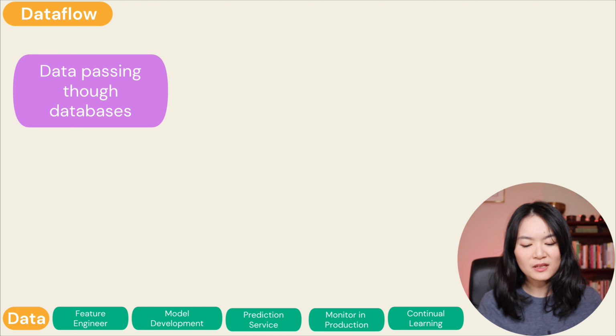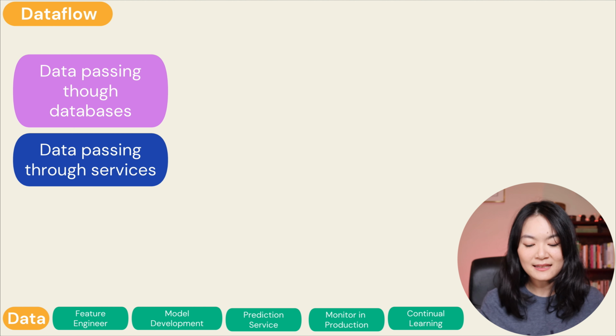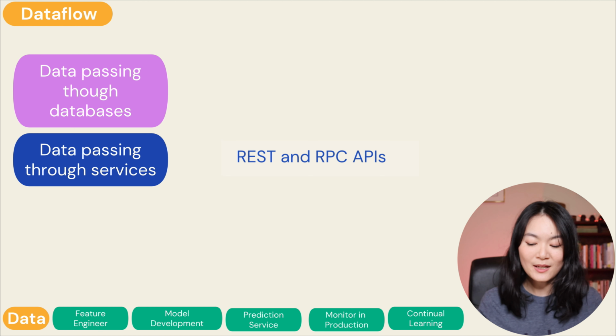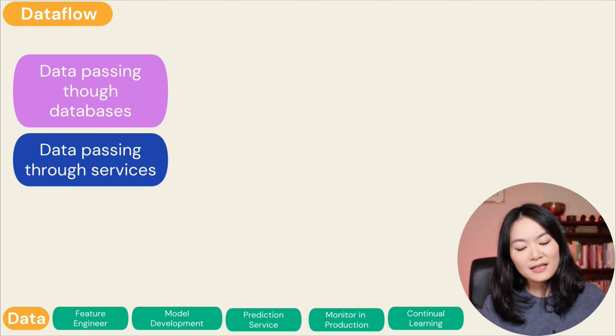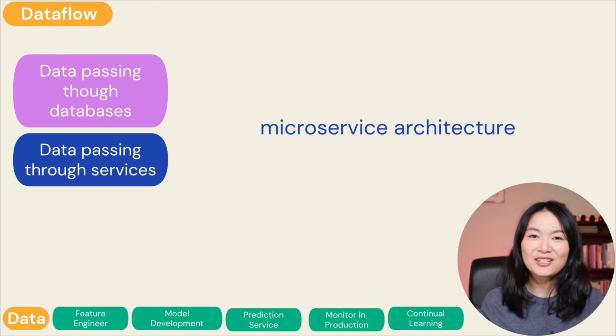There are three modes of data flow. First is data passing through databases, which requires access to the databases. Reading or writing from databases can be slow and not ideal for applications with latency requirements. Second is data passing through services using requests, using REST and RPC APIs. Structuring different components of your applications as separate services provides you a microservice architecture.